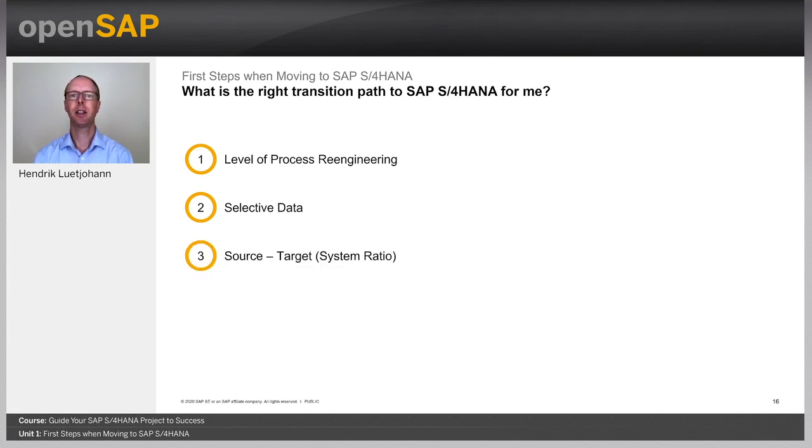The existing system landscape may include multiple systems, and you may want to take the opportunity to consolidate them, or it might be an opportunity to move business units or regions into separate systems. This topic is covered when talking about the source to target system ratio.